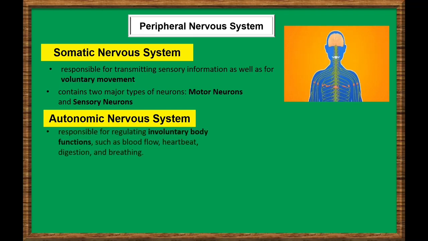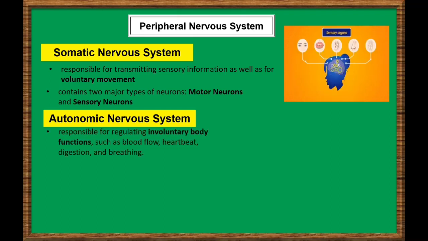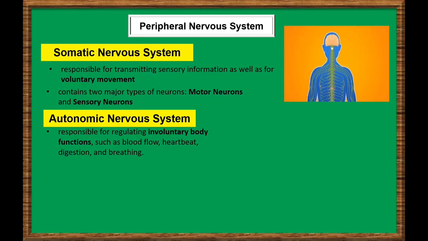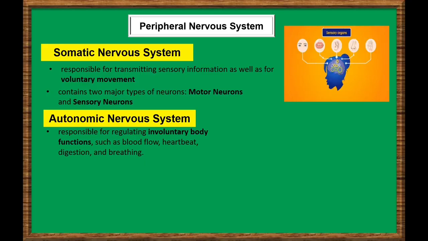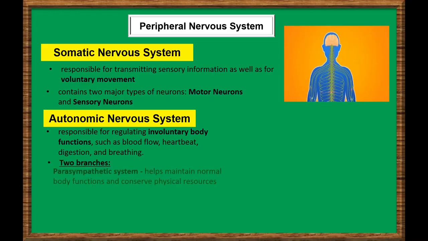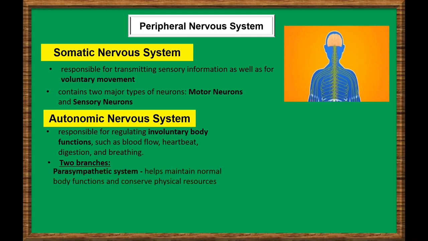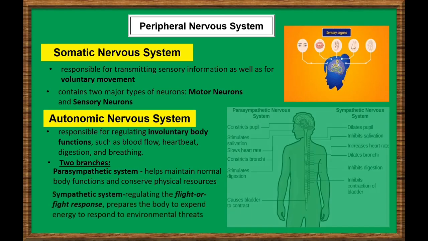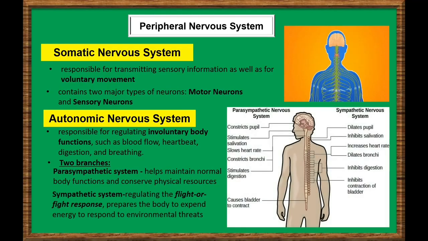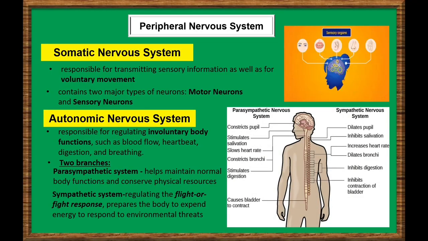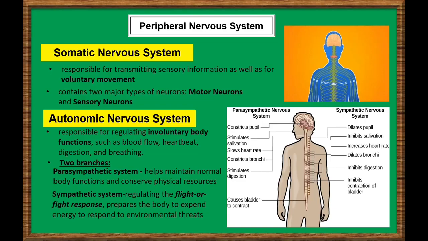While the autonomic system is the part of the peripheral nervous system that is responsible for regulating involuntary body functions, such as blood flow, heartbeat, digestion, and breathing. There are two branches: parasympathetic system that helps maintain normal body functions and conserve physical resources, and sympathetic system regulating the flight or fight response that prepares the body to expend energy in response to environmental threats.